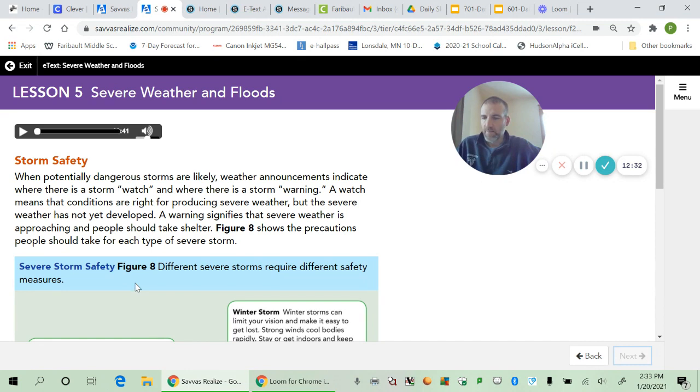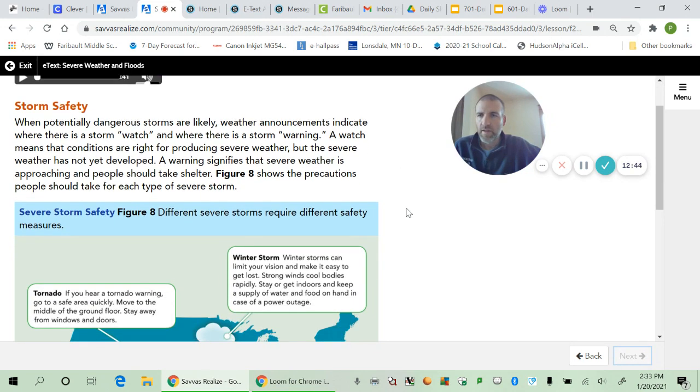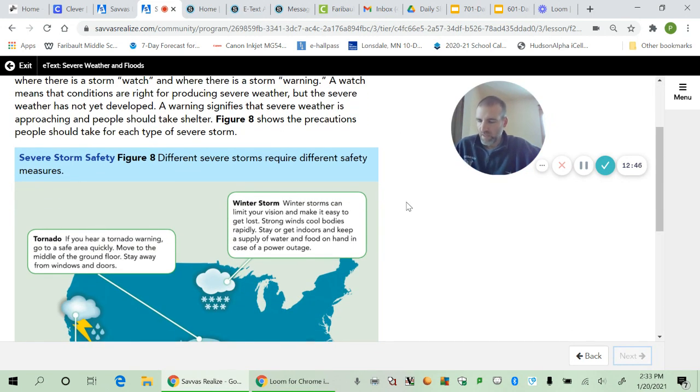On the last slide, we're learning about storm safety. And so what are some things that can be done or that are done in advance of a severe storm? And it talks mostly on this page about the different things you can do to stay safe in different types of storms. So we've got winter storms.